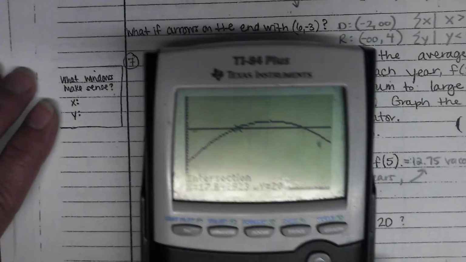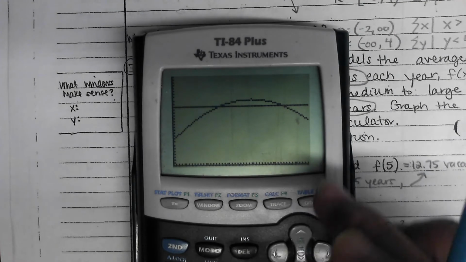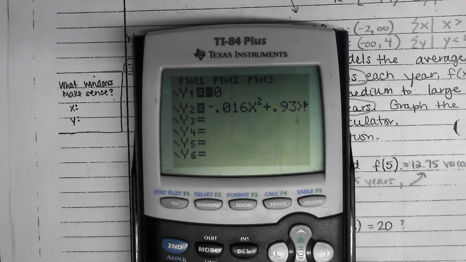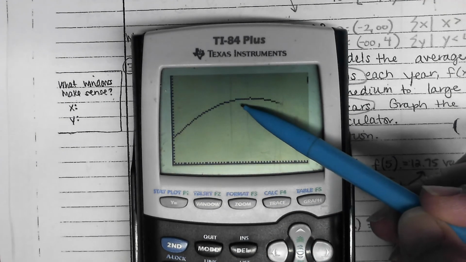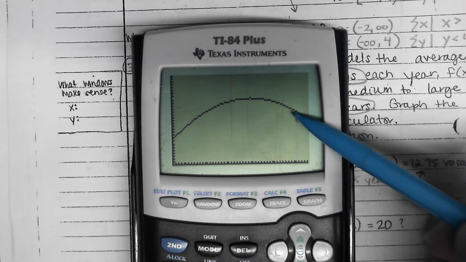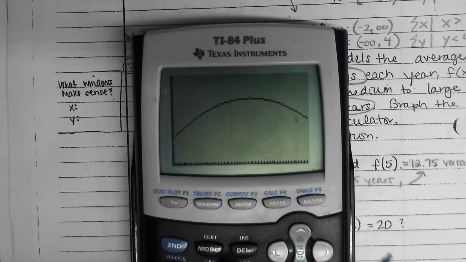So what windows make sense? Now in hindsight, I'm going to get rid of this 20. I kind of think that we only make sense up until we get to the maximum, because why would anybody lose vacation days because of seniority and longevity? I don't think that that's realistic.